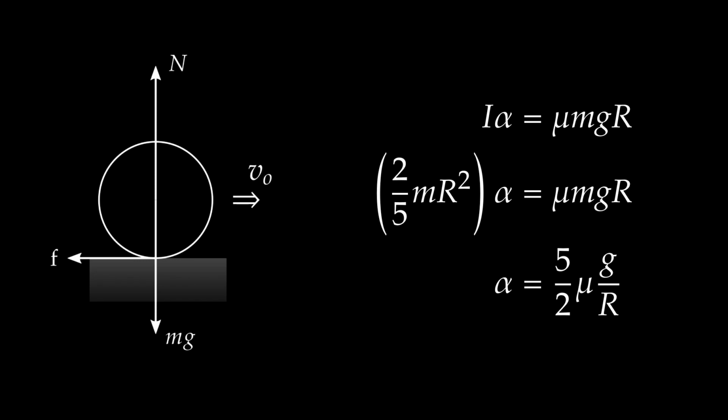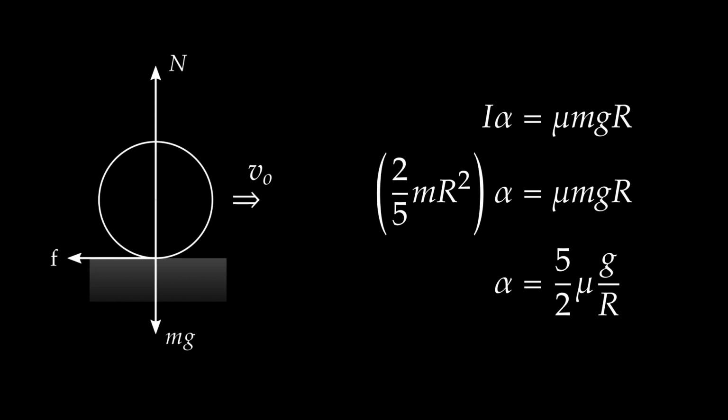But I've figured out what alpha is, and maybe I like that. I'll cancel an m over here and an m over here. I'll cancel an r with one of the r's over here. And what I get is that 5 halves mu g over r is equal to the angular acceleration.